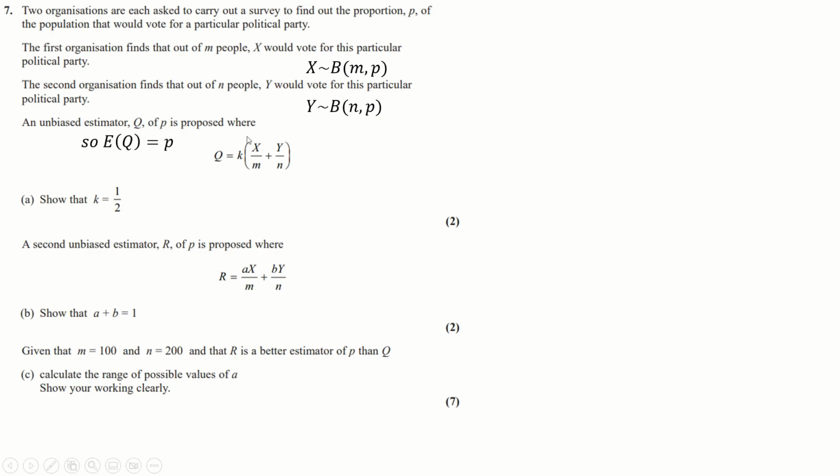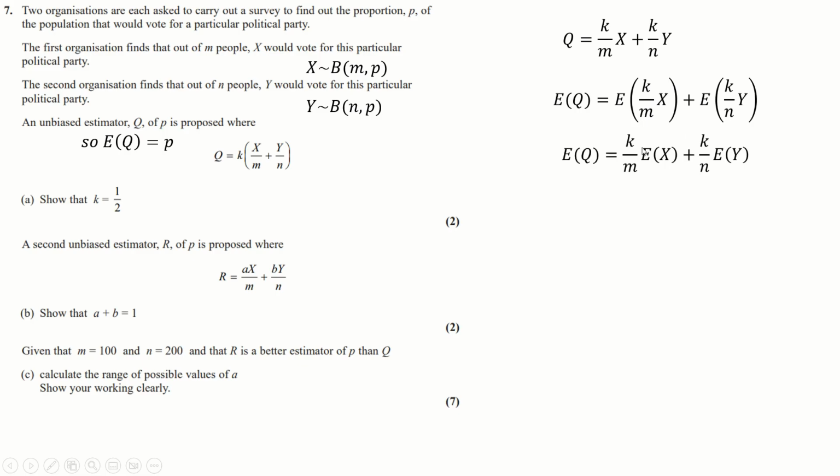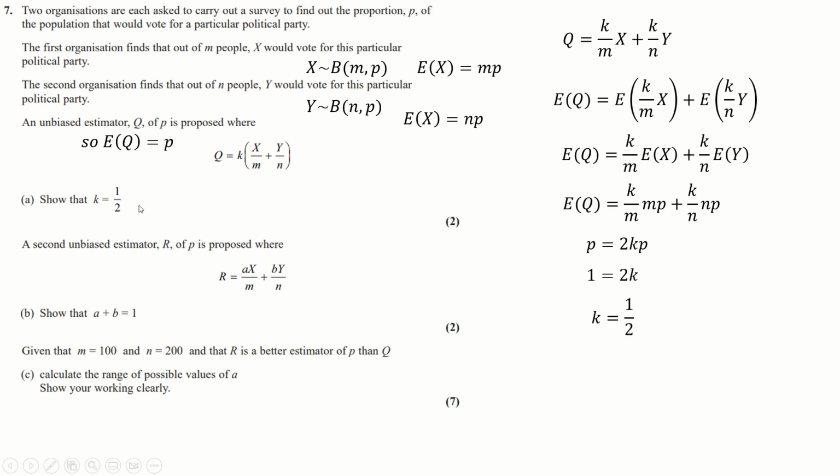Okay, well, E of Q. Firstly, let's break this down, with X and Y having just coefficients in front of them like this. The reason I'm doing that is because now E of Q is E of this plus E of that. And now we can put these constants, the coefficients, in front of the E's, like so. That's how it works with E's. And now E of X, for a binomial, is just MP, and E of Y is just NP. So we can shove those results in there. The N's and the M's cancel, and we get 2kp. But of course, E of Q is P because it says it's unbiased. The P's cancel because P isn't 0, and we get k as a half, which is what they were asking us to do.